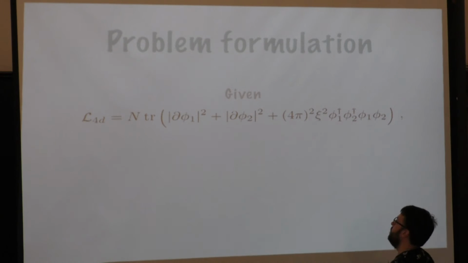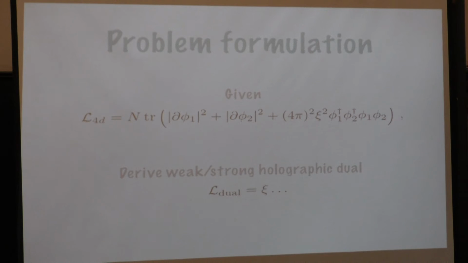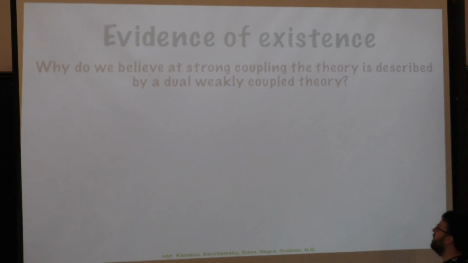Now let me formulate the problem for you. Given this 4-dimensional action, much simpler than n equals 4, that's all you need to know. Forget about double traces; they are relevant non-perturbatively. You have to find a dual description such that it starts from psi, and then there is some kind of stringy thing afterwards.